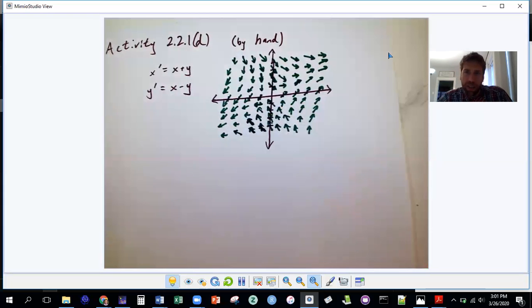Okay, that looks almost like the one the computer drew in some ways, if you squint really hard. So that's an example of plotting a slope field by hand.